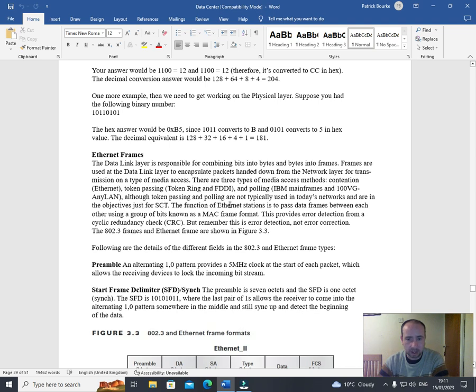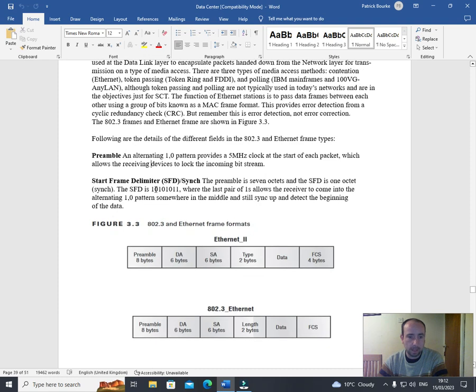Although token passing and polling are not typically used in today's networks and are in the objectives just for CCT, the function of Ethernet stations is to pass data frames between each other using a group of bits known as a MAC frame format. This provides error detection from cyclical redundancy checks, CRC, but remember, this is error detection, not error correction. The 802.3 frames and Ethernet frames are shown in figure 3.3.